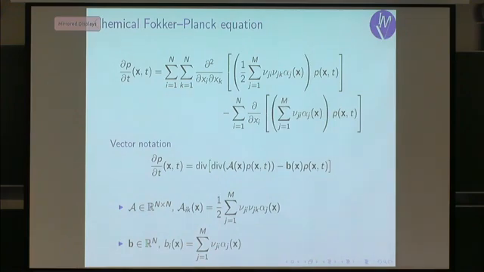I have noticed in some talks here before that some people denote it in the opposite way, that the diffusion coefficient is B and the drift coefficient A. So sorry for that. I hope it will not be confusing. Good. So far, so good.